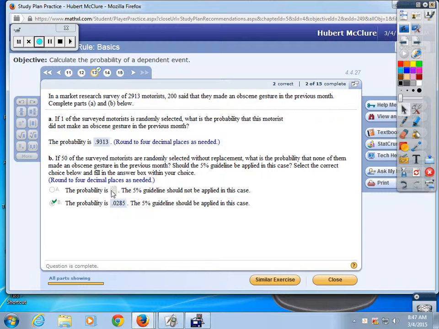I don't think there's a difference between the two, and I don't think the book wants you to do 50. You would have to do 2713 over 2913 times 2712 over 2912. But you'd have to times that 50 times. I'm not going to do that.